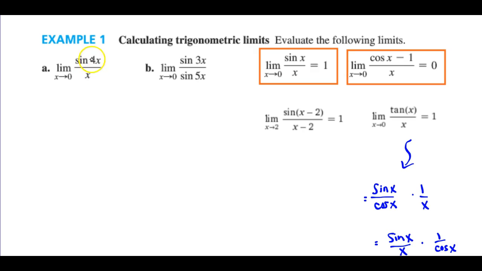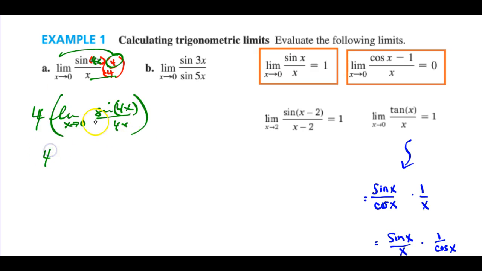So to get it into the correct form, we need to create a 4x down here. And we can do that by multiplying top and bottom by 4. I'm going to pop this 4 way out front. And it's 4 times the limit as x approaches 0 of sine 4x, that's this 4x, over 4x, which is this down below. And so now we have 4 times, well, here comes the definition. The limit of that, according to this definition, equals 1. And the answer is just 4.